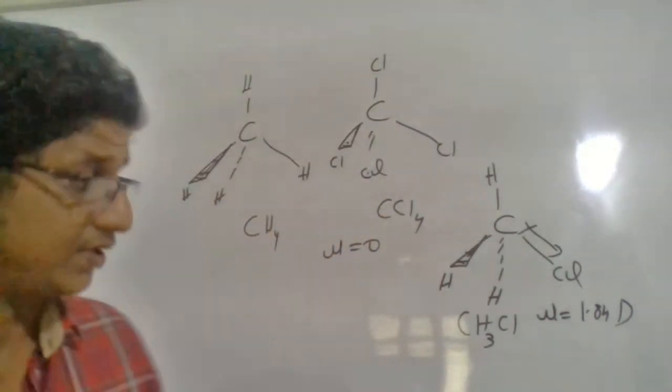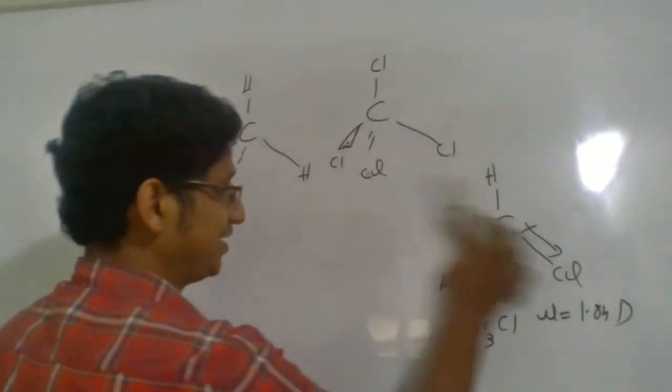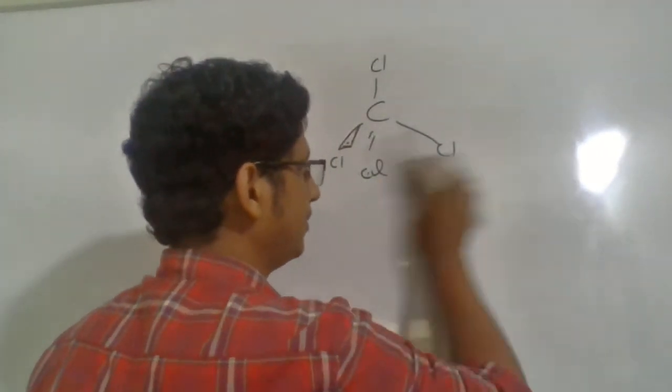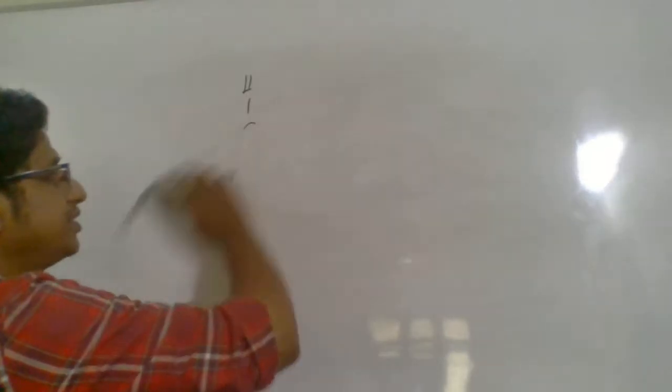Now let us discuss the final point: what are the applications of dipole moment. The first application of dipole moment is that you can find the bond angle. In a covalently bonded molecule, you can find a bond angle if it is polar, using the equation that we already discussed. Let us think about mu H2O.